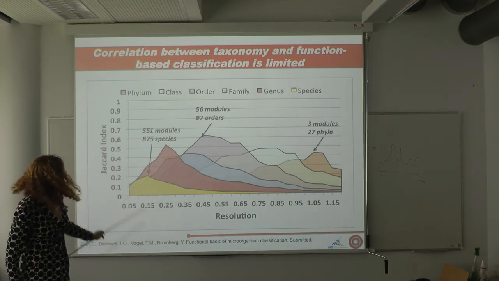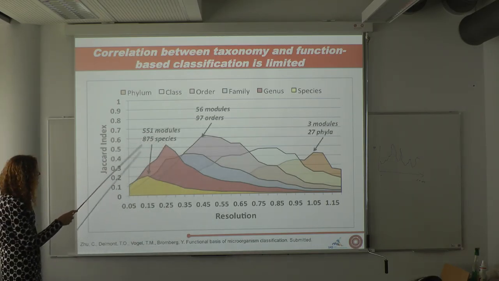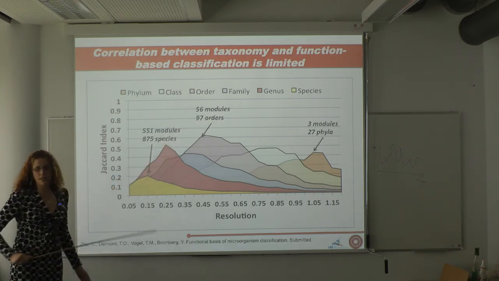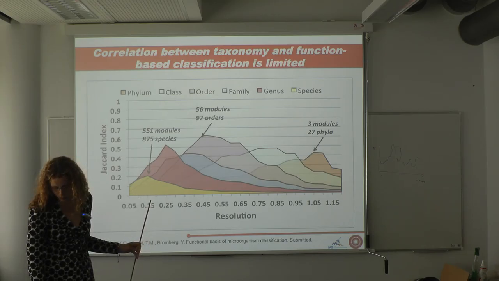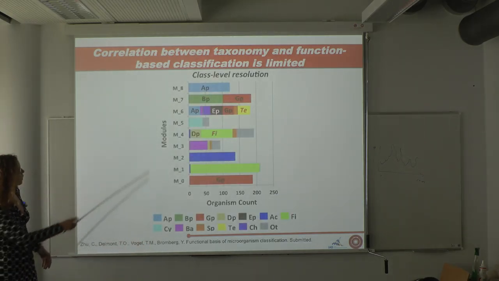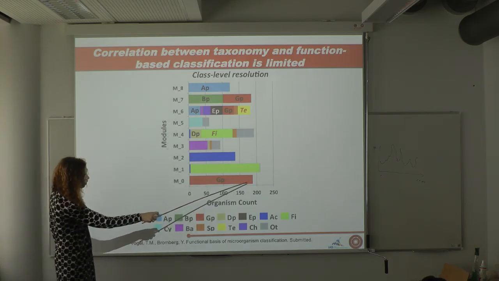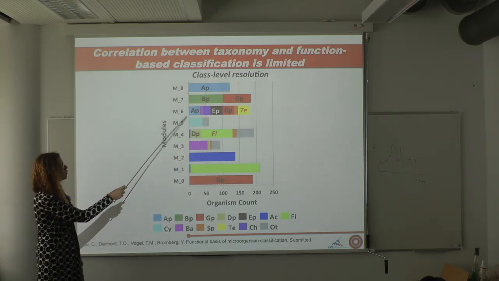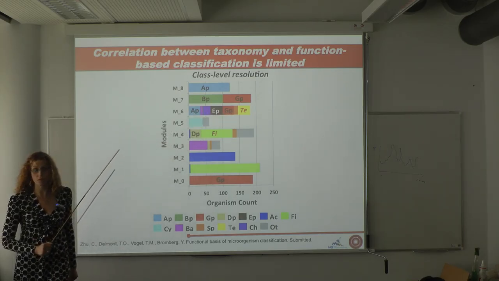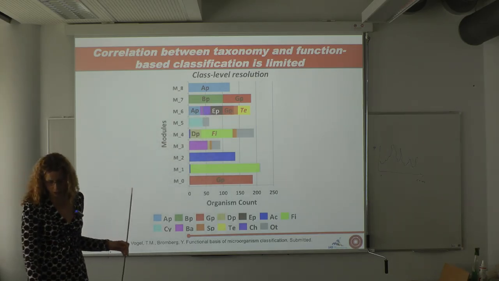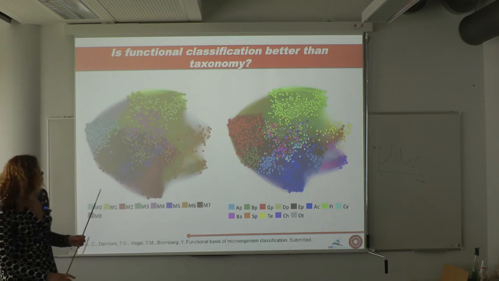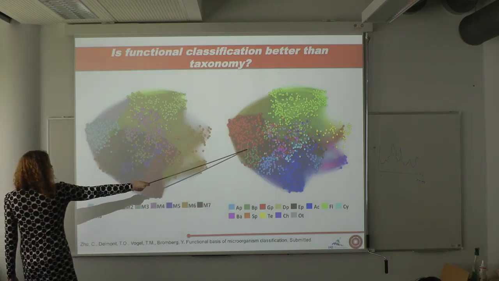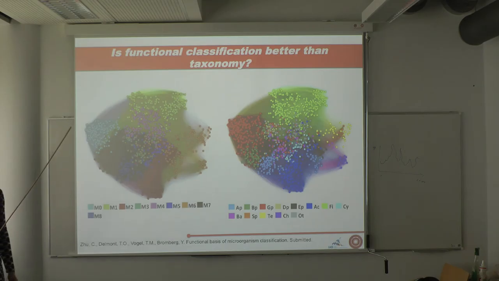So we were able to get 56 modules at 97 orders, so there's a smaller functional diversity that we believe is there. Now, if you actually looked at the contents of these modules, you see that some of them are in fact taxonomically unique, but some of them are very much distributed across taxonomies. So function actually has a different view on life than taxonomy does. If I went back to this slide, this is the current taxonomy. This is what the natural clustering of that would look like.